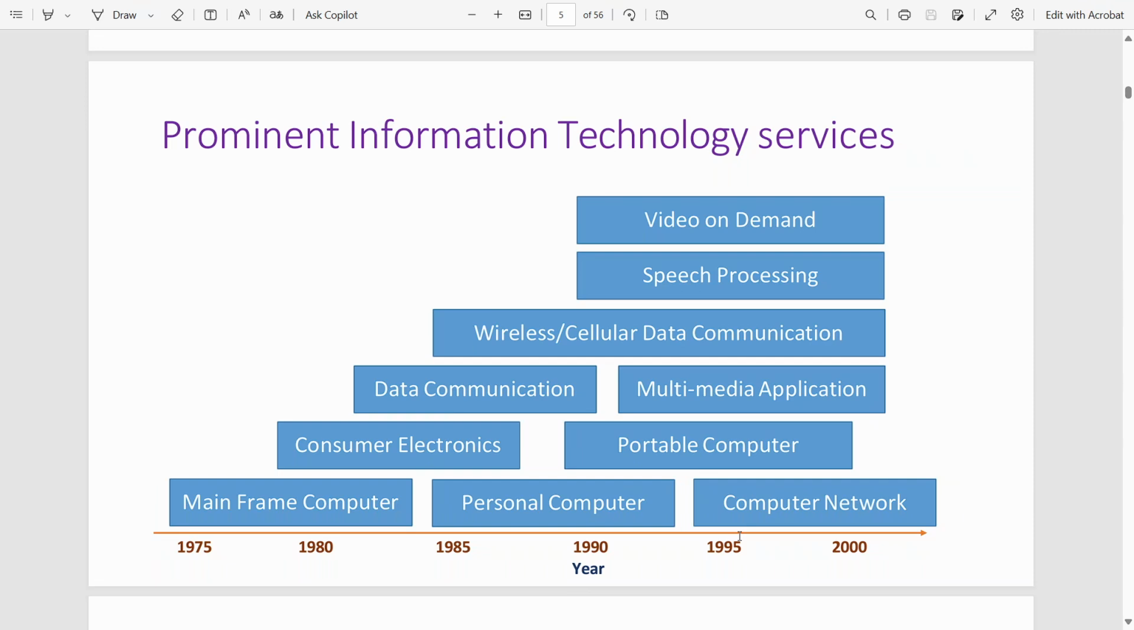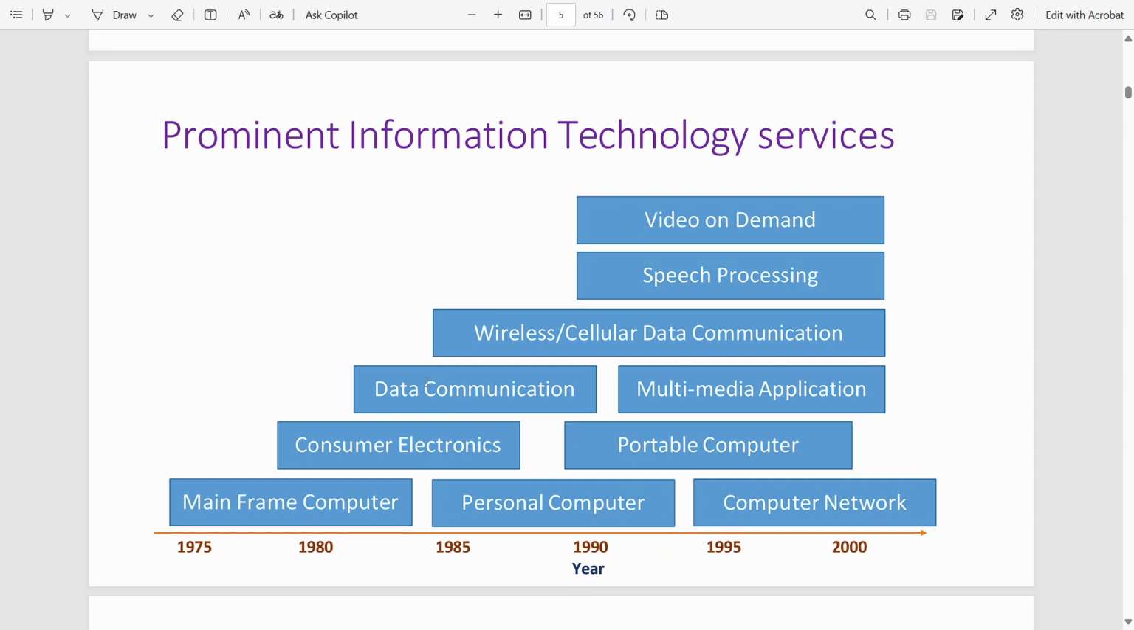And the prominent information technology services: from 1975 to the mid 80s, mainframe computers came; from 1985 to 1990, personal computers came; and from 1995 to 2000, computer networks came. Okay, and in the 1980s there was consumer electronics, meaning whatever electronics we use in the household. And portable computers, laptops, came in the 1990s. So now we are using laptops.